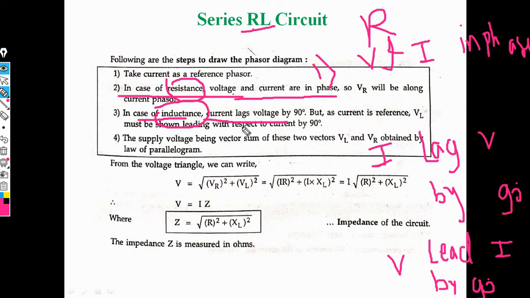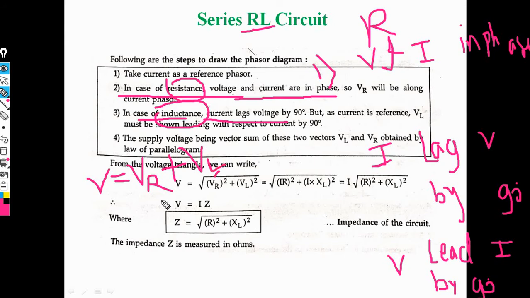These three steps are very important to draw the phasor diagram. We also need the addition of voltage drops: the total voltage drop V is equal to the square root of VR square plus VL square, that is V is equal to VR plus VL.